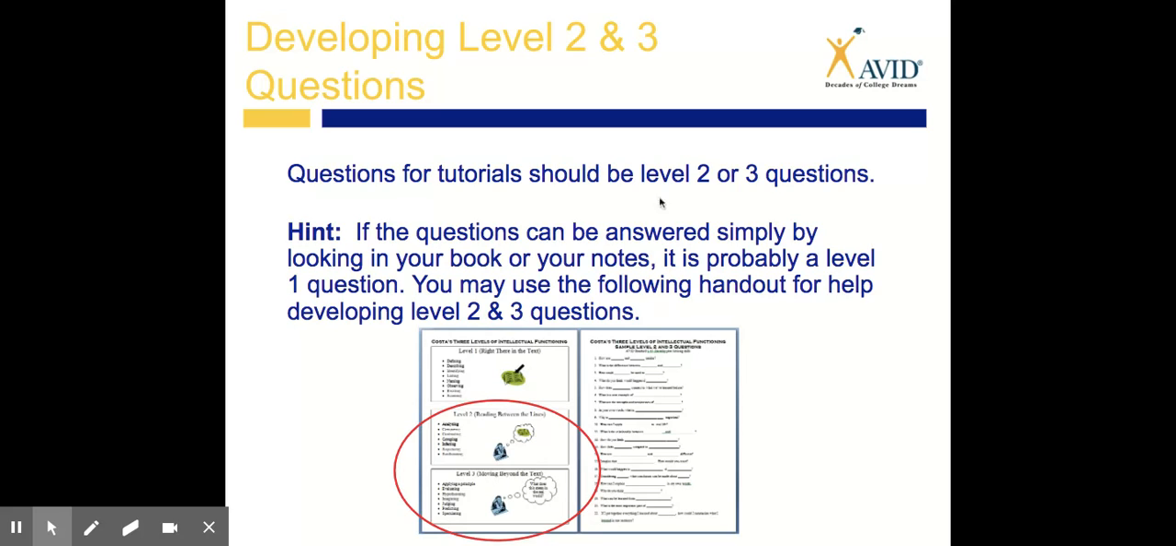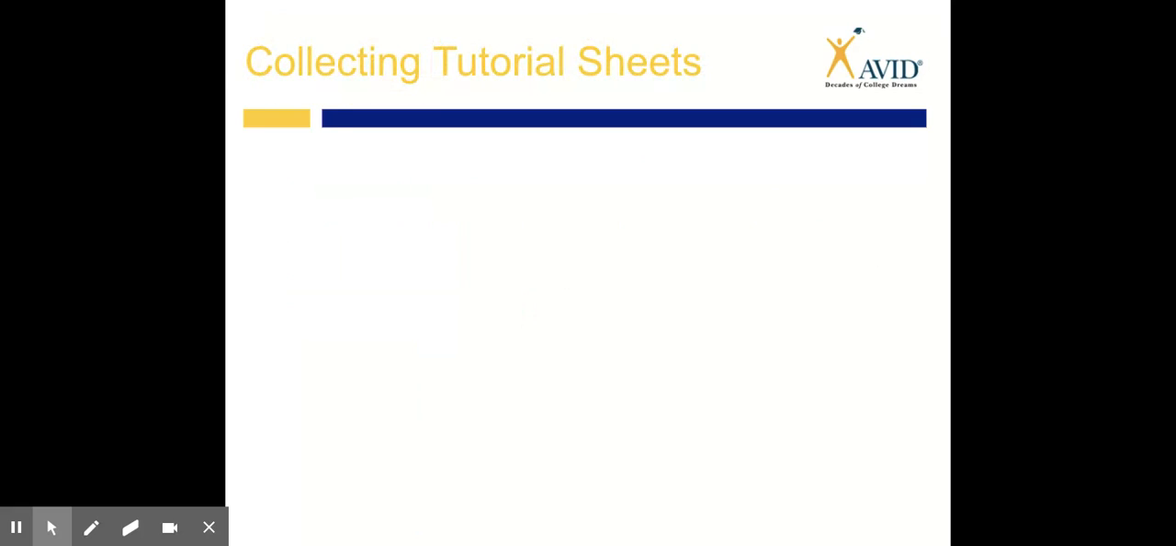All right. So this is a hint I always include. If the question you're asking can simply be answered as a yes or no question, or if you can easily look in your book or your notes and identify a quick and easy answer, that's probably a level 1 question. Like I said, I'll give you some more stuff here for that, so ignore that bit right there. But if something causes you to literally step back, that's probably a level 2 or level 3 question. All right. So back into the tutorial process.